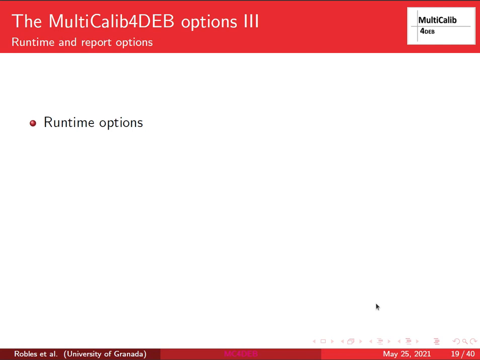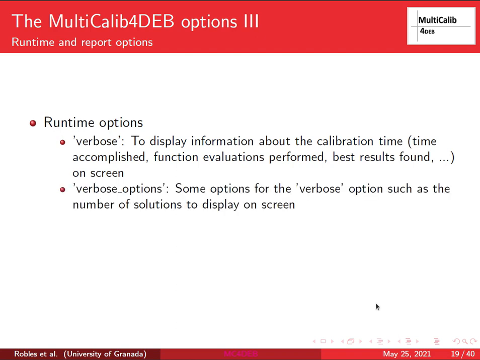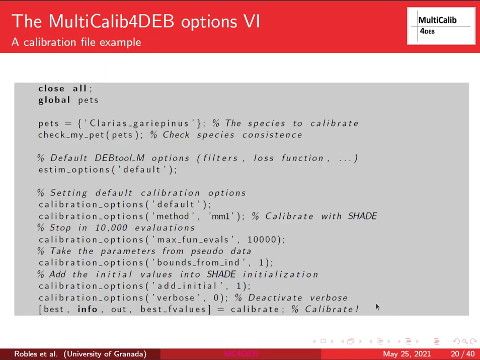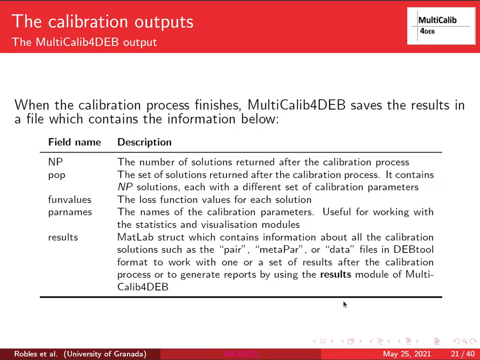There exist other options to show information about the calibration process and to generate reports from the calibration results. As you can see, the toolbox is highly customizable. Here you have an example of a simple calibration file with MultiCalifor Dev and the schema of the results that the toolbox returns. The final result contains all the parameter combinations and the information about each final solution.